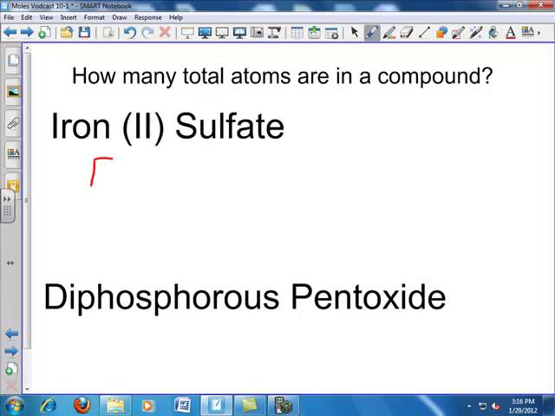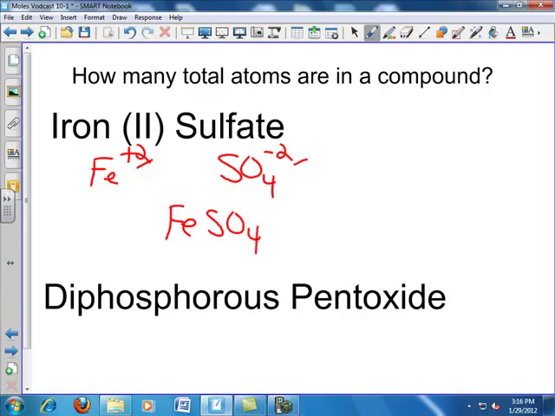Iron is Fe2+. Sulfate, you look up on your polyatomic chart, is SO4 2-. And again, sulfate is one that I told you to memorize, so you shouldn't have had to look it up. And I have a plus 2 and a minus 2, so these two just go together as FeSO4.